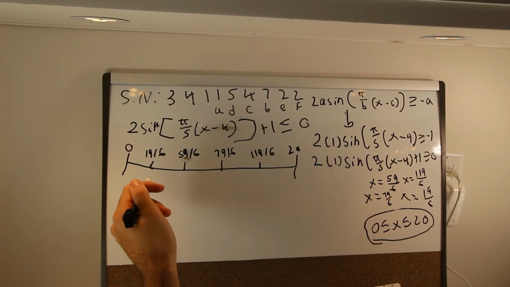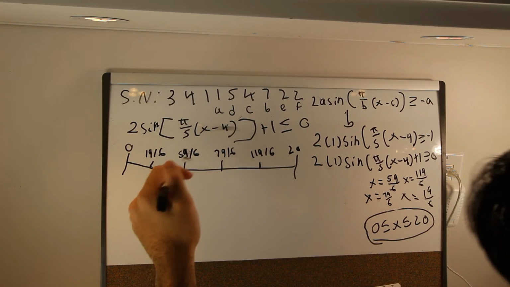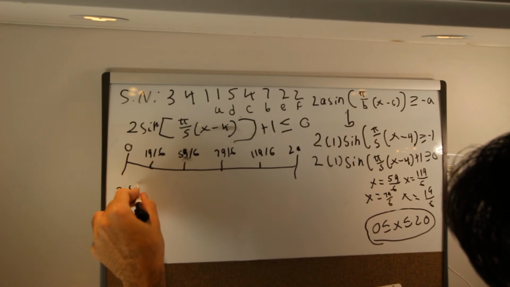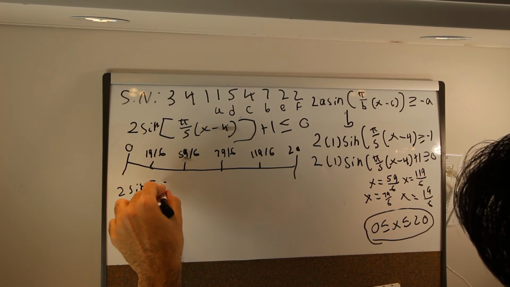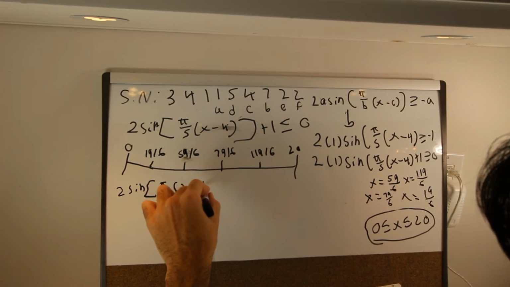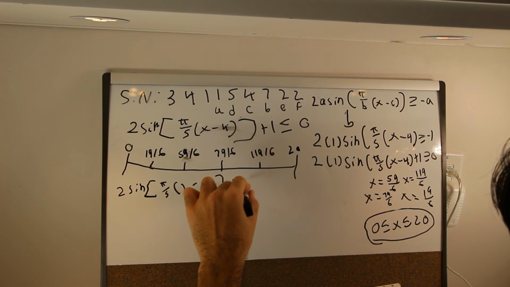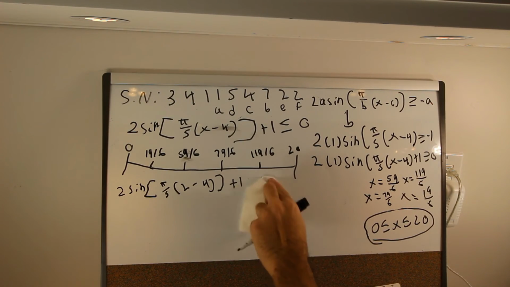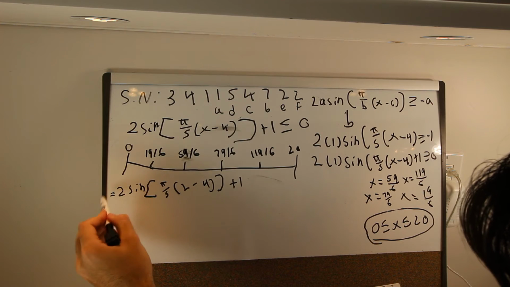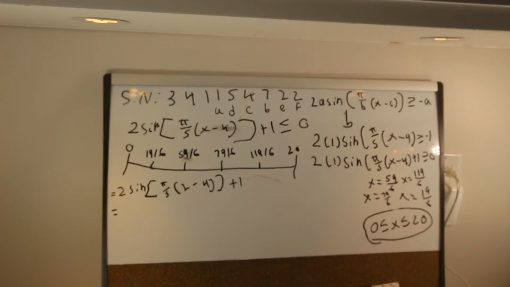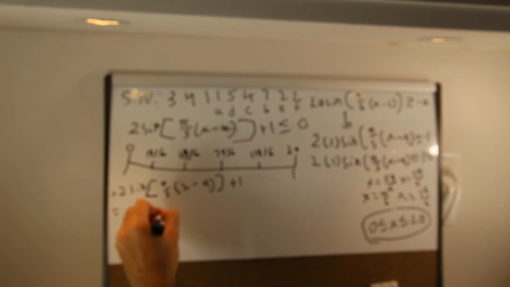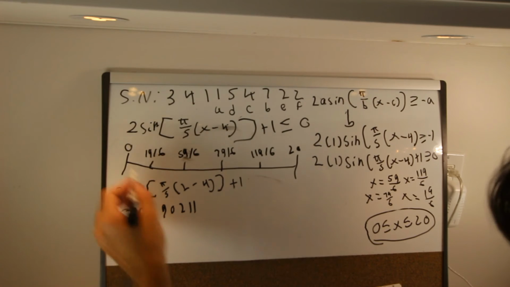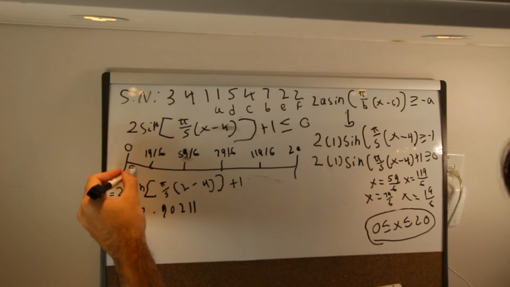So for example here, let's just choose 12 over 6, or 2, and you plug that into here, so this is going to be 2 sine bracket pi over 5 bracket 2 minus 4 bigger bracket plus 1. And if we actually do this, we figure out that it's going to be negative 0.90211. So because it's a negative number, this therefore here is a negative.